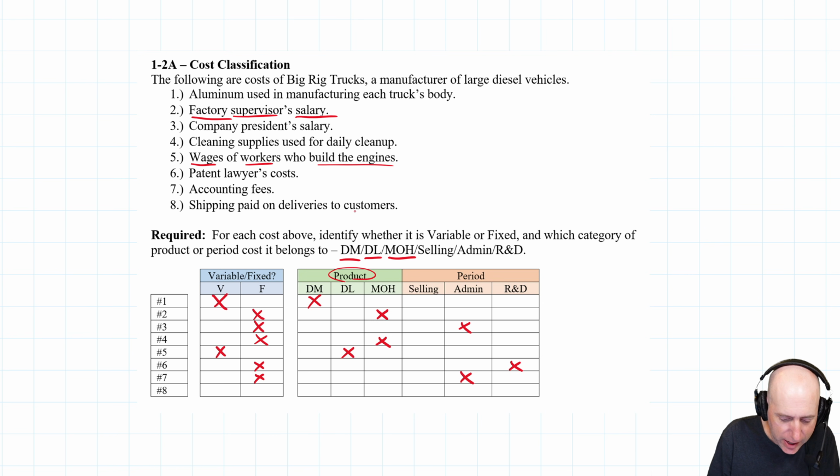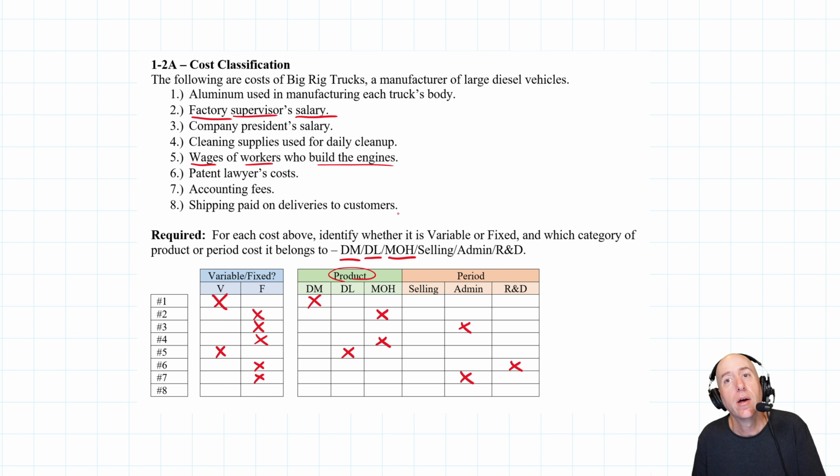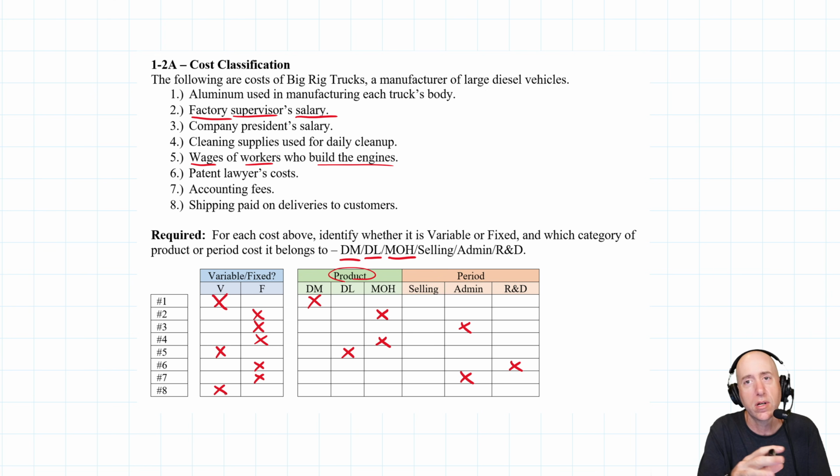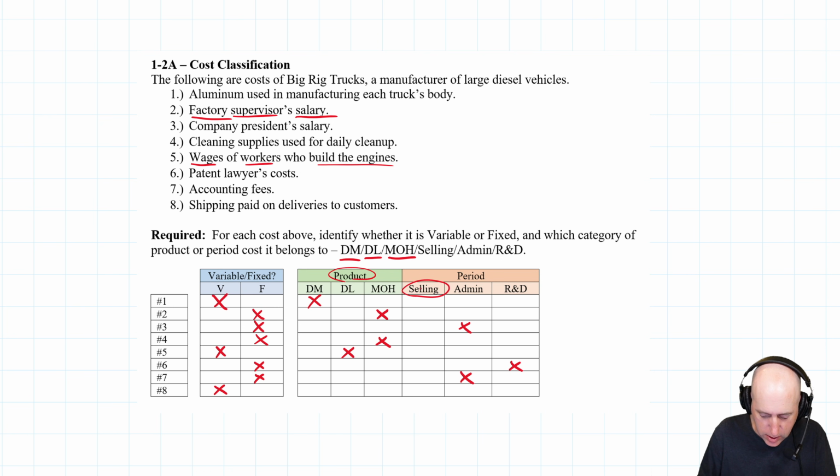Shipping paid on deliveries to customers. You make more trucks, you're going to make more deliveries. You make fewer trucks, you're going to make fewer deliveries. This would be variable. The more trucks you make, the more you're spending on delivery, and it would be directly proportional. I think variable is clearly the answer there. Is the shipping happening in the factory? No, it's happening outside of the factory. This is a period cost, and shipping, you will see this over and over again, is a selling cost.